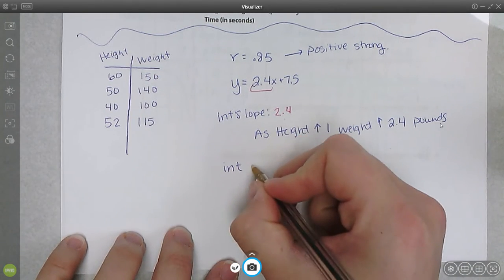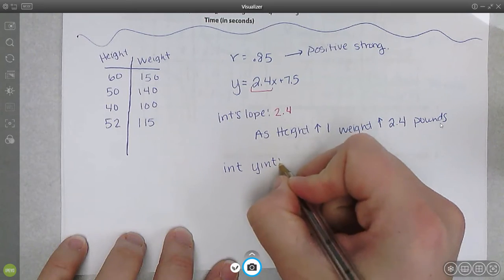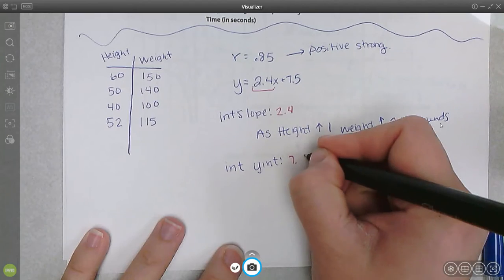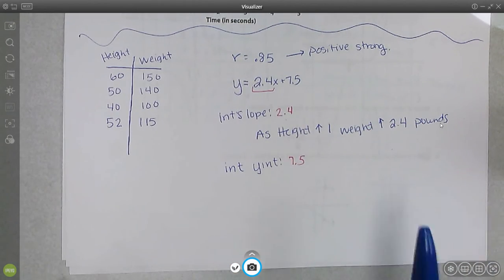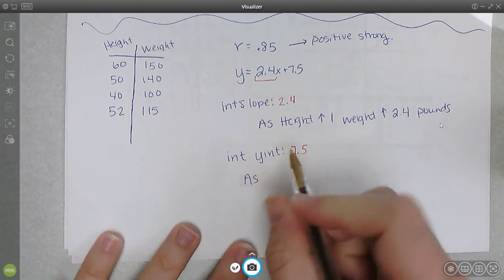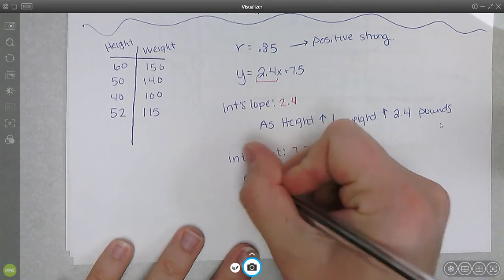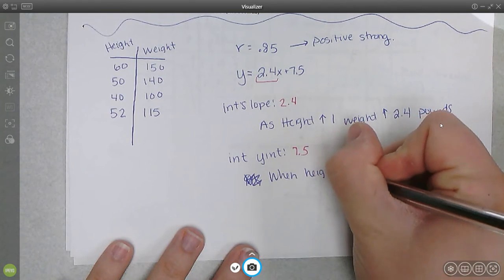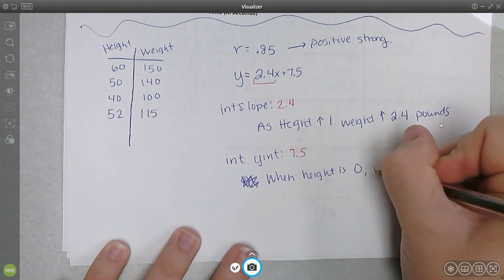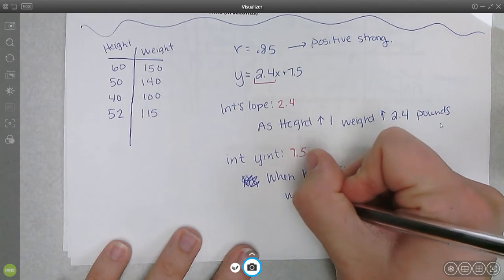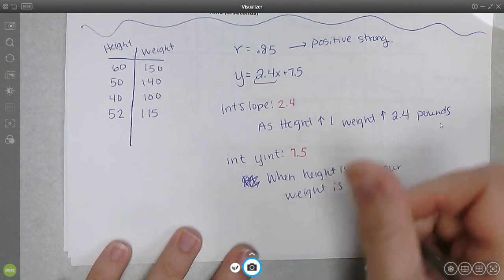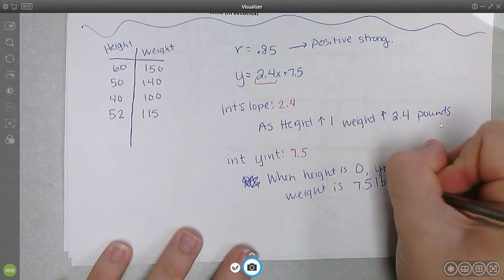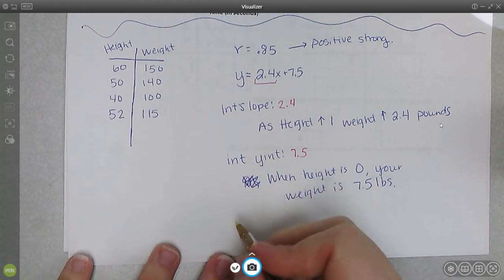Then we can interpret our y-intercept. So our y-intercept is 7.5. So this one you're always going to write as your x is 0. When your height is 0. So when height is 0, your weight is your y-intercept, which is 7.5 pounds.